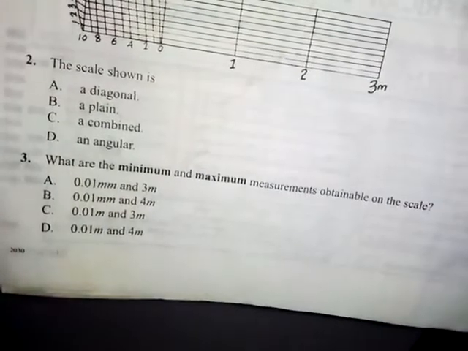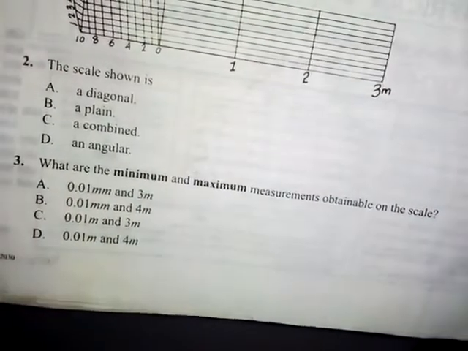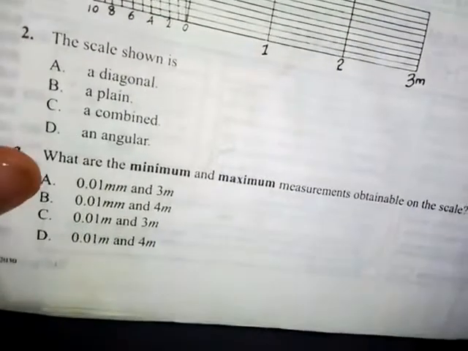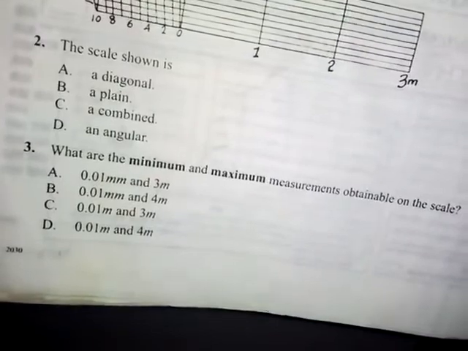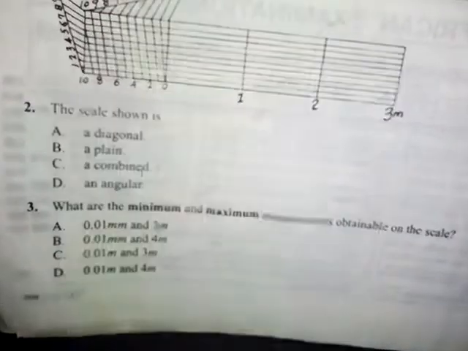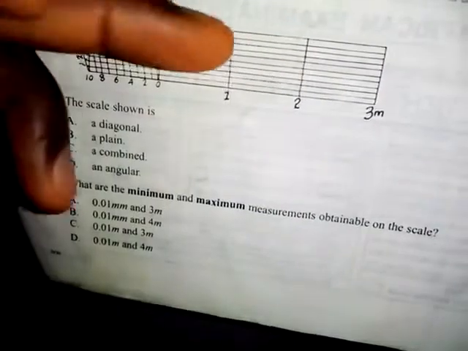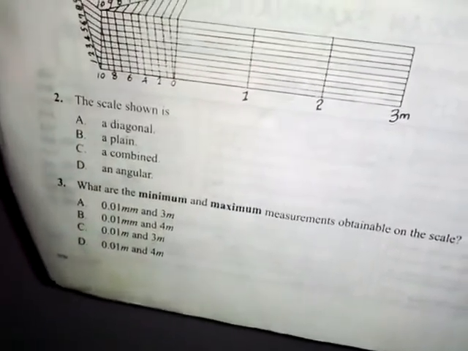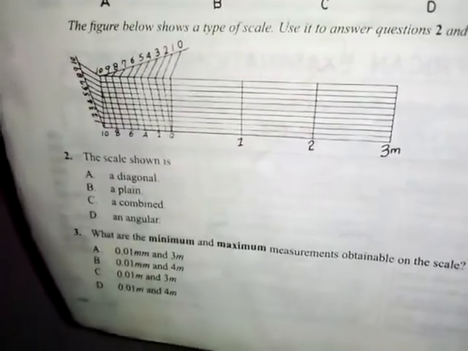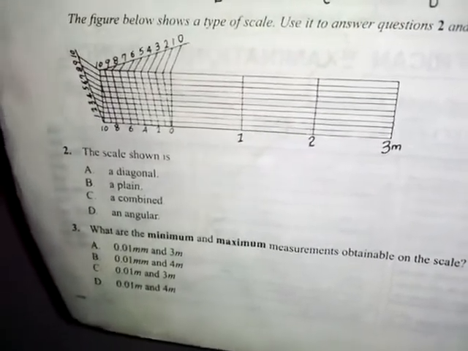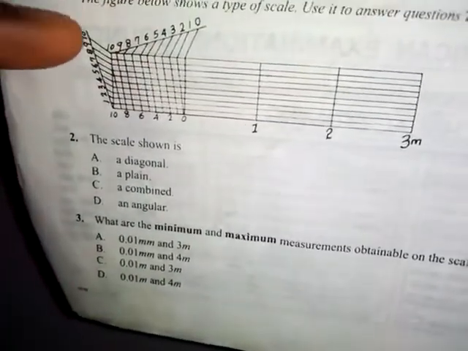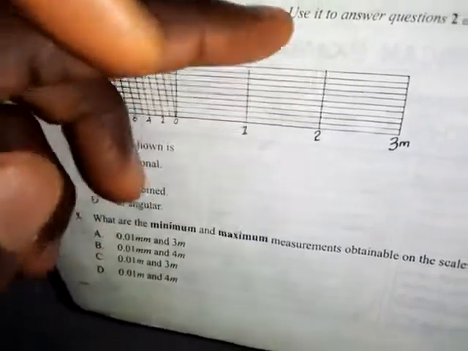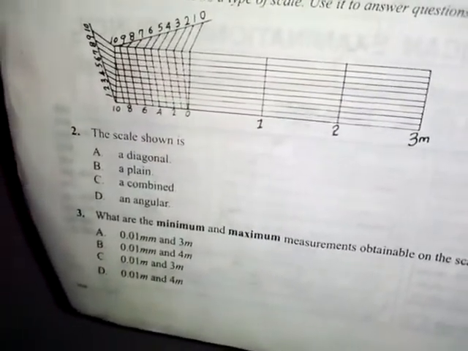Question 3: what are the minimum and maximum measurements obtainable on the scale? The answer is option A, 0.01 millimeters and 3 meters. Take note of that. This diagonal scale has 3 units, and we always use it to represent a maximum of 3 units. We have meters, centimeters, and millimeters. That is what we have here, so take note of that.